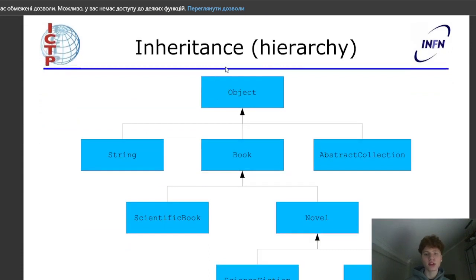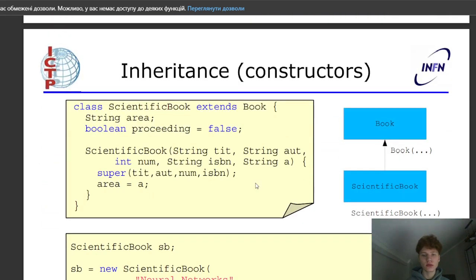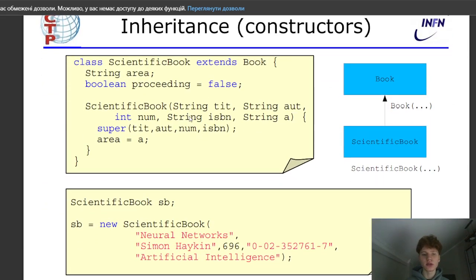In the Strings hierarchy: Object, String, Book, Abstract Collection, Scientific Book, Novel, Science Fiction, Crime. Inheritance constructors.